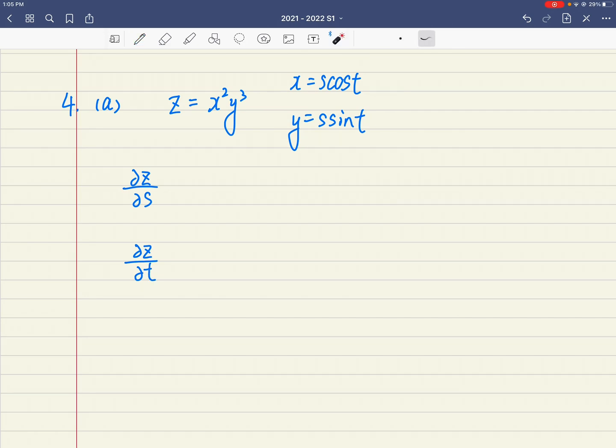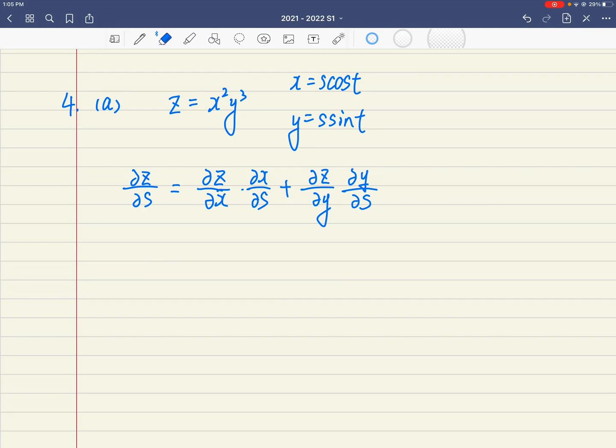So naturally, what would you do? You would just do the substitution first and then get the partial derivative. But here we have something called the chain rule, which can help us. Because z is a function of x and y, and x and y are functions of s, dz over ds, based on the chain rule, can be written in this way. So we don't have to do the substitution first. We can directly get all the partial derivatives.